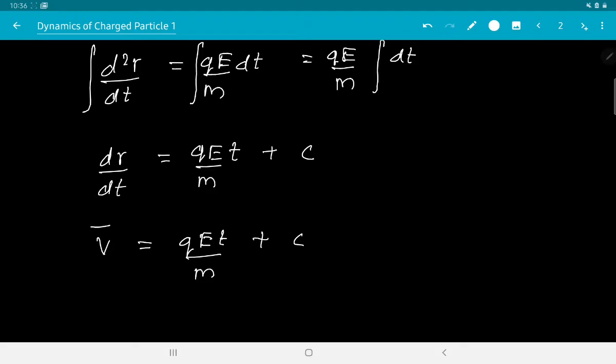If we consider this in vector form, what it means is that if it is a positively charged particle, the velocity will be in the direction of the field, and if it is a negatively charged particle, the velocity will be against the direction of the field.